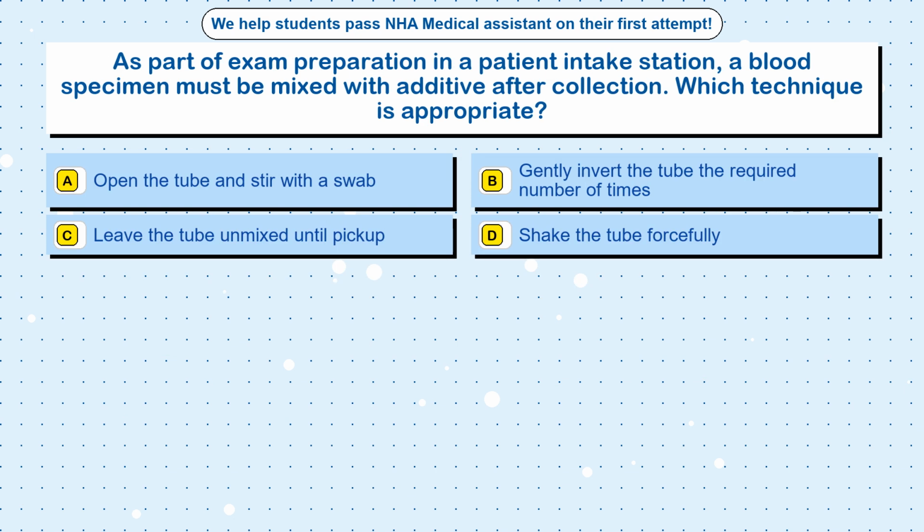Question 90. As part of exam preparation in a patient intake station, a blood specimen must be mixed with additive after collection. Which technique is appropriate? Option A, open the tube and stir with a swab. Option B, gently invert the tube the required number of times. Option C, leave the tube unmixed until pickup. Option D, shake the tube forcefully.